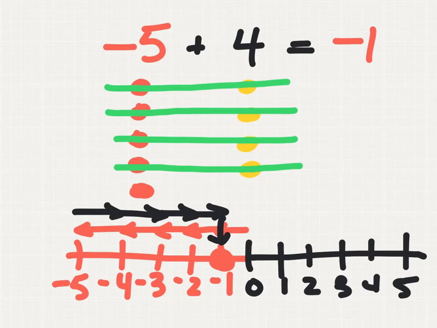So I'm still on the left side of 0, and I'm at negative 1. Negative 5 plus 4 equals negative 1, which is exactly the same solution as 4 plus negative 5. Commutative property. The order in which I add my two numbers doesn't matter.